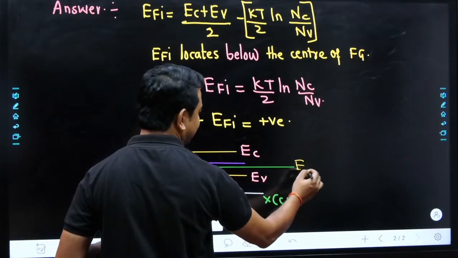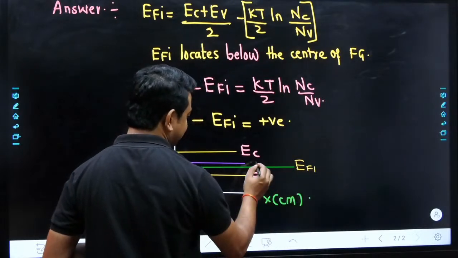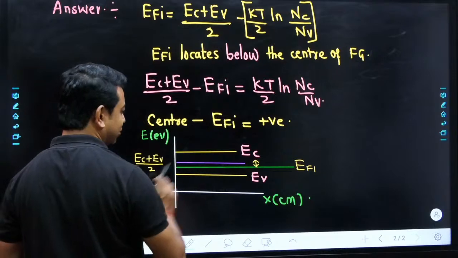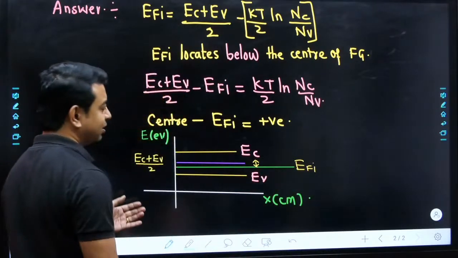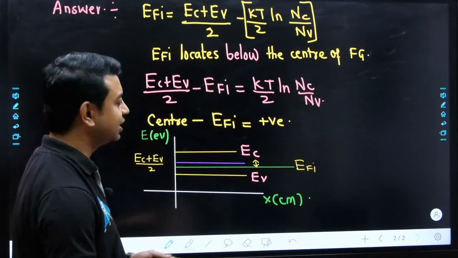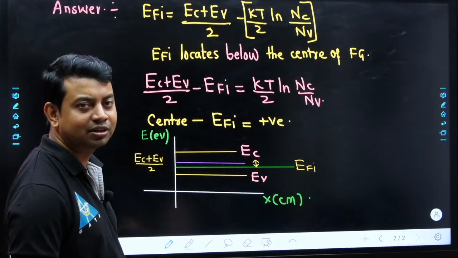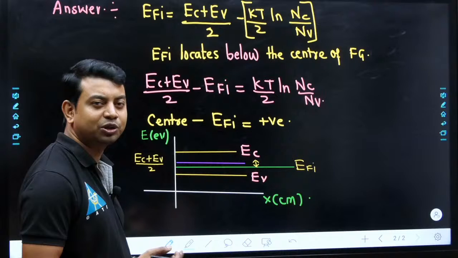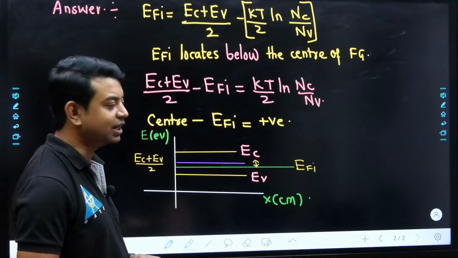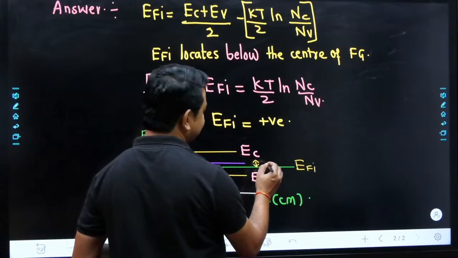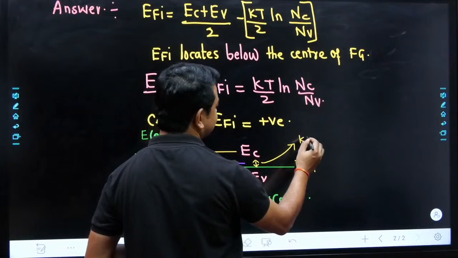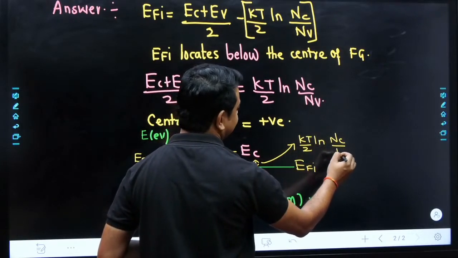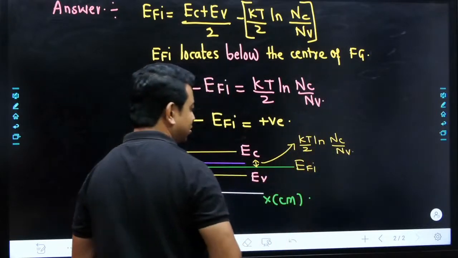And I must say this is the location of the Fermi energy level EFI. So, the difference between these two will become positive, that is (EC plus EV) divided by 2 minus EFI will become a positive value, which represents that this is located below the center. Okay, this must be the center, and this must be located below the center of the forbidden gap. So, this particular distance can also be written as (KT divided by 2) ln NC divided by NV. Okay. So, we must know this one.